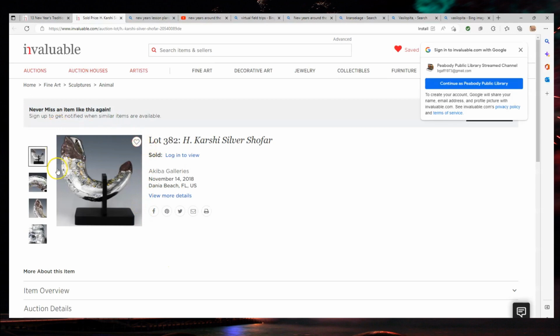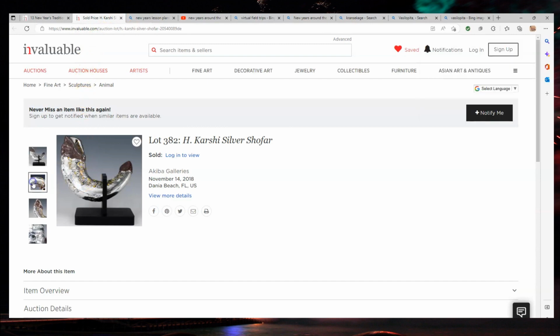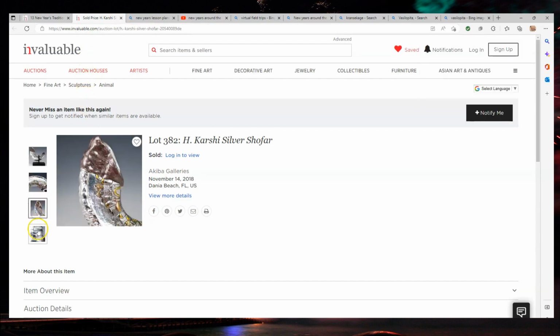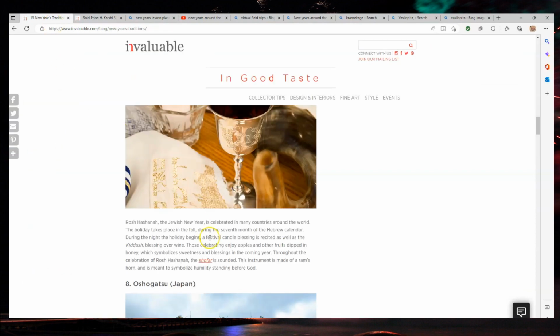There it is. Super cool. That is just amazing. The texture that goes into that is super cool. So that is in Israel.